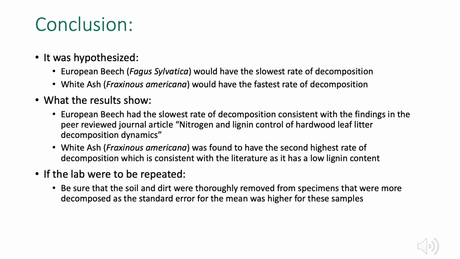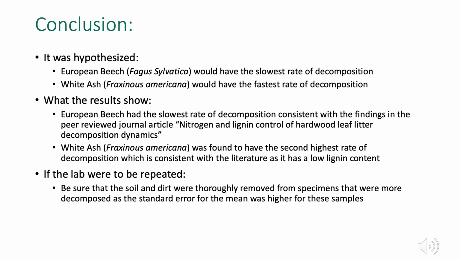In conclusion, the data both supported and refuted the hypothesis. It was originally hypothesized that European beech would have the slowest rate of decomposition, while white ash would have the fastest rate of decomposition, based off of the findings published in the peer-reviewed journal article titled Nitrogen and Lignin Control of Hardwood Leaf Litter Decomposition Dynamics. As seen in Figure 1, European beech had the slowest rate of decomposition, which is consistent with the literature findings in the peer-reviewed journal article. However, white ash was found to have the second highest rate of decomposition, which is consistent with the literature as it shows that it has a low lignin content but does not support the hypothesis.